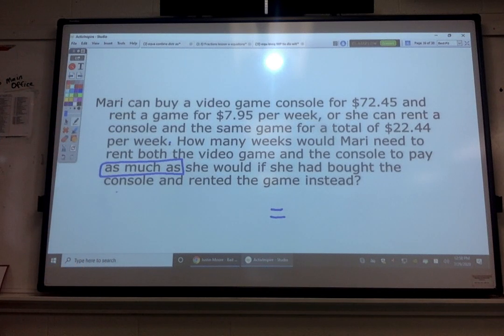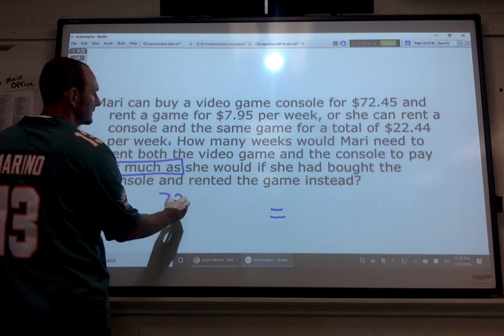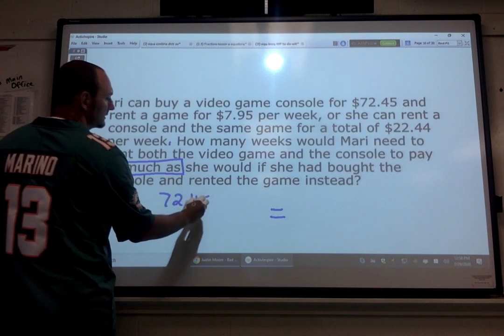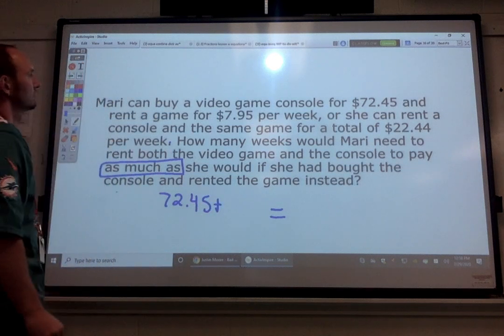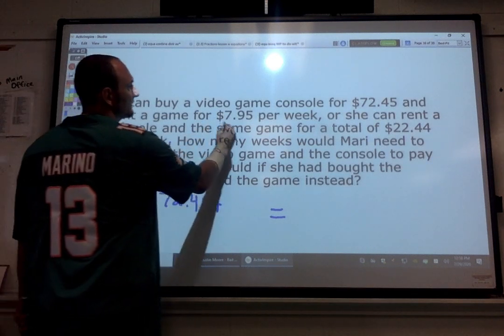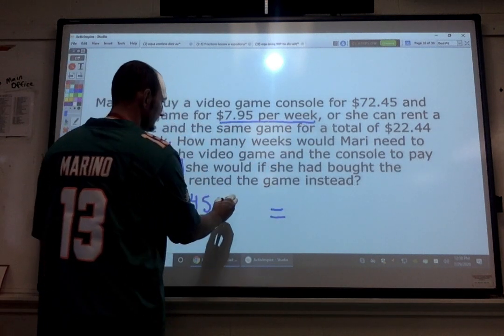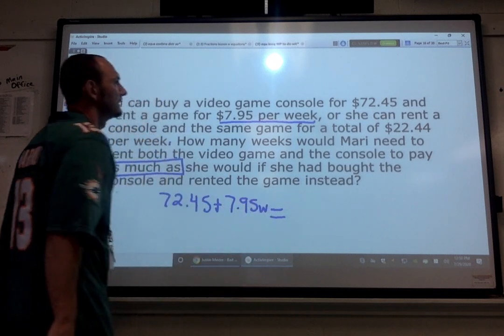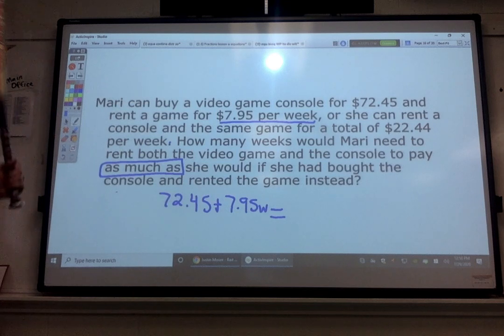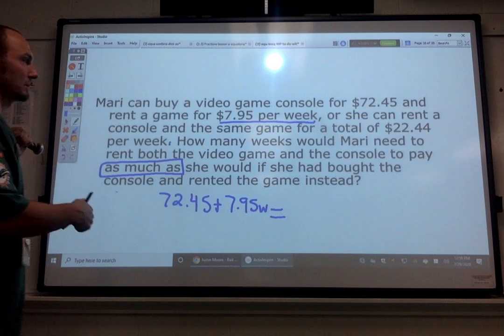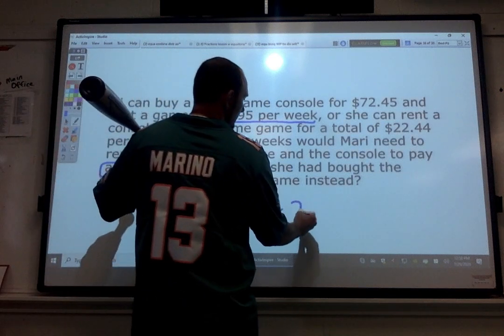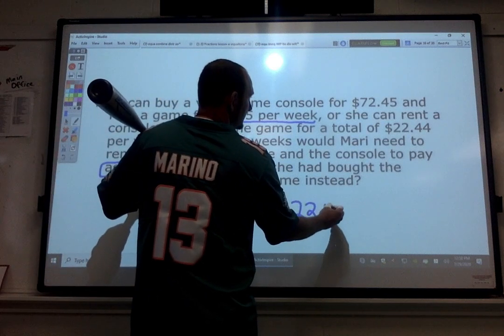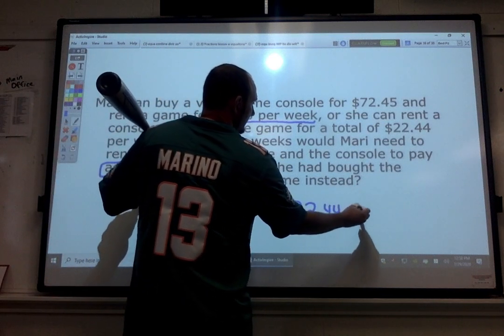So let's write down the 2 options. You can buy a video game for this much. There's your console, and rent a game for $7.95 per week. And again, we're talking about number of weeks, so there's your W. Or you can rent a console and the same game for a total of that much per week. So there's no other fees, it's $22.44 per week.